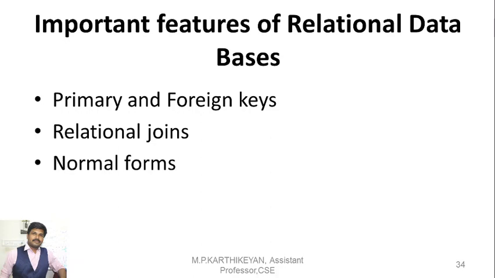A primary key should always be unique and should not be null. That is the condition we have seen so far. Whereas a foreign key can be null, but it should be a primary key in another table. I will give you an example. Let's assume one is a department table and another one is a student table.